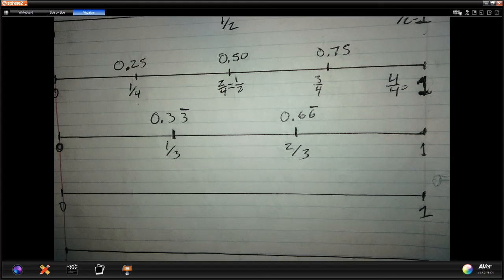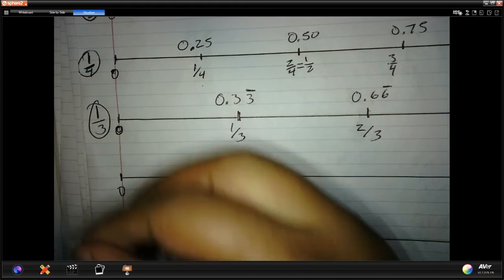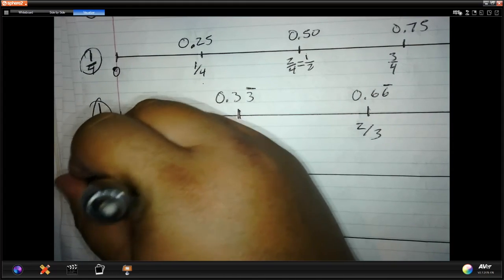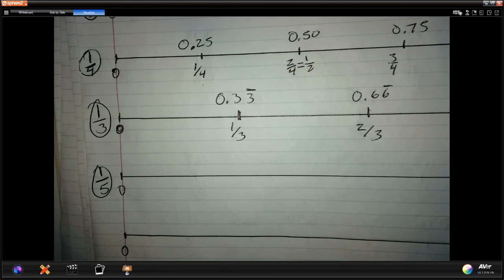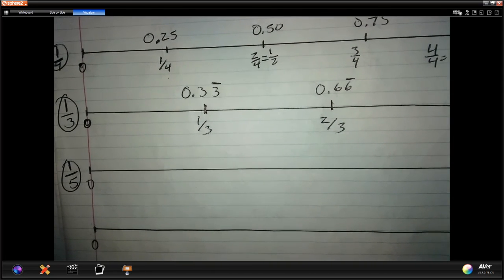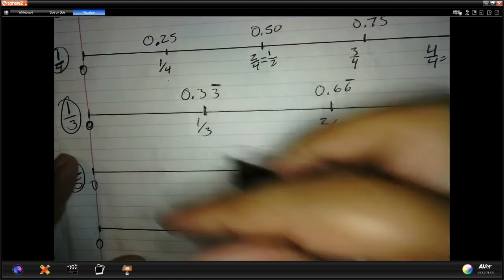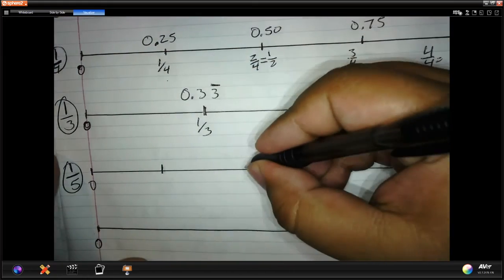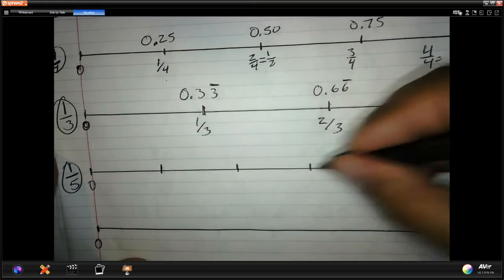Our next fraction now is another 1. This one is usually easy to remember for me. I don't know why, but 1/5. So I'm going to draw 5 spaces. Oof, I don't like this one to draw. I do like this fraction though, 1/5. For some reason, it's always easy for me to remember.